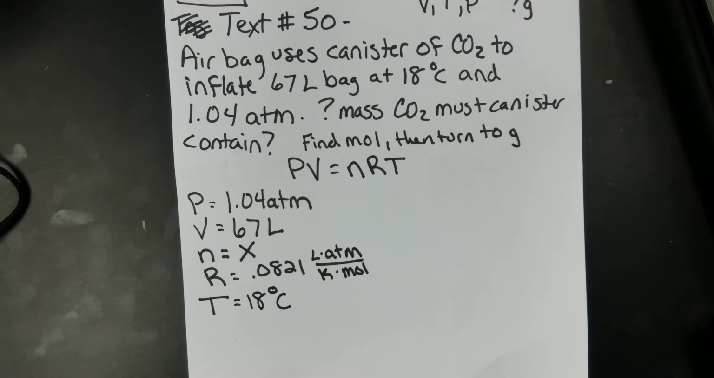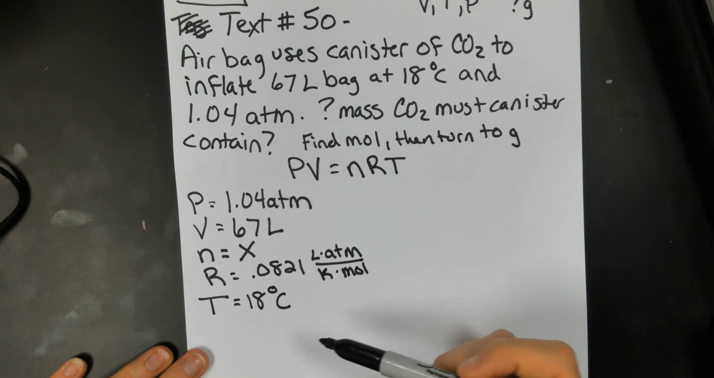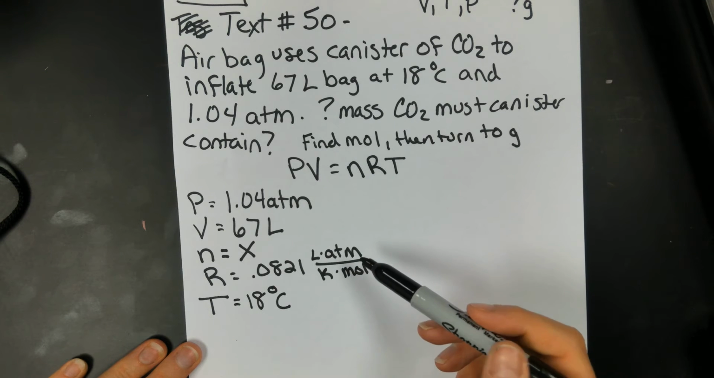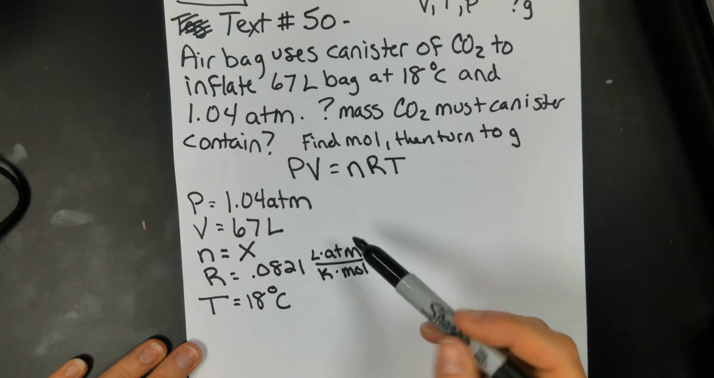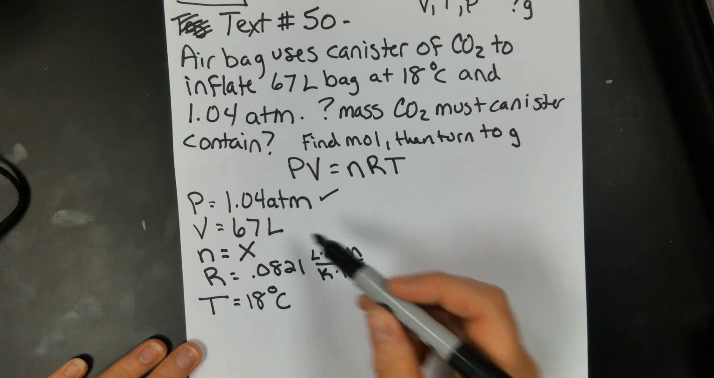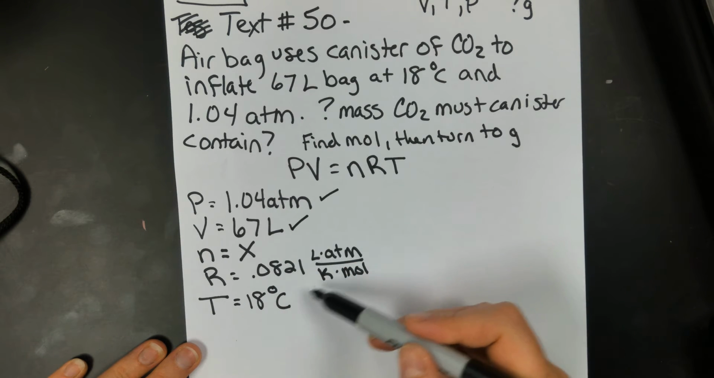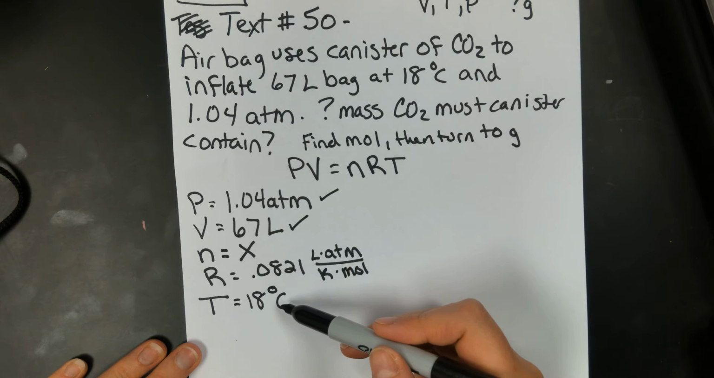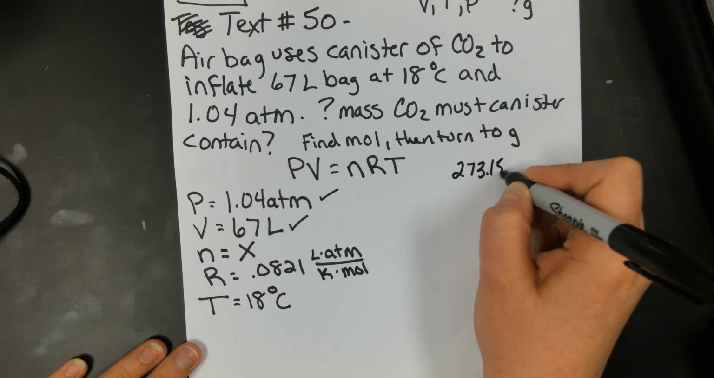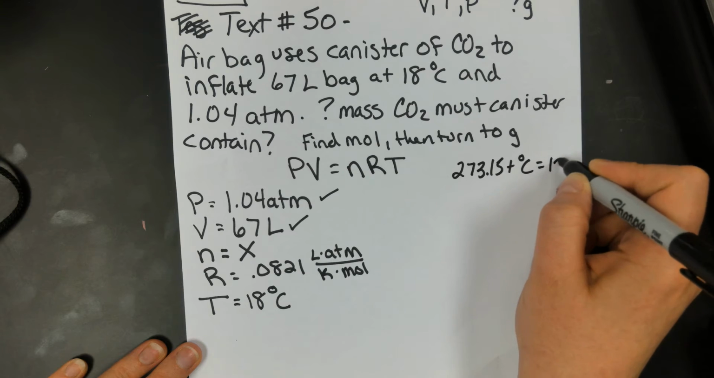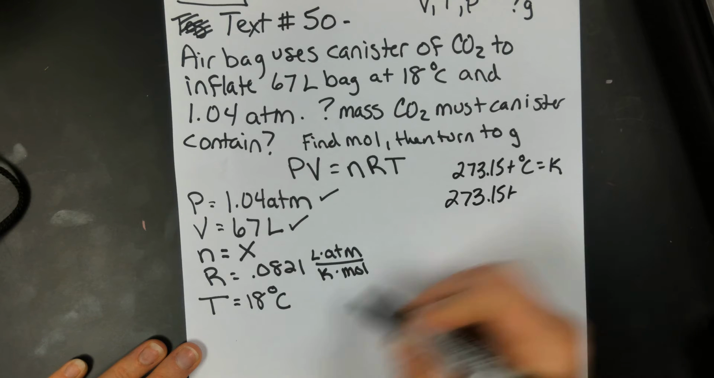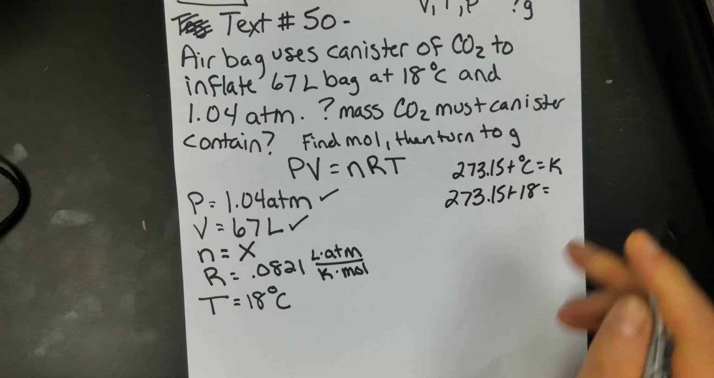So if you ever wonder what units pressure, volume, and temperature have to be in, you just have to look at the constant, which you will be given on an exam. So pressure has to be in atmospheres, check. Volume has to be in liters, check. And temperature has to be in Kelvin. It's in Celsius right now, so we have to change that. So remember, 273.15 plus degrees Celsius equals Kelvin. So we just have to take 273.15 plus the 18, and that's going to equal our Kelvin.